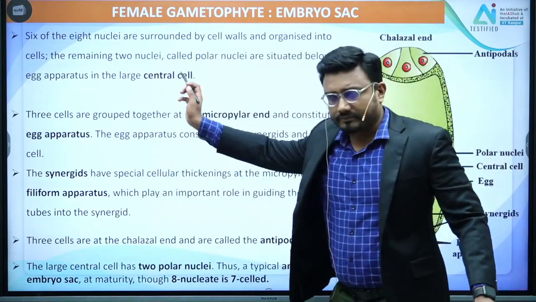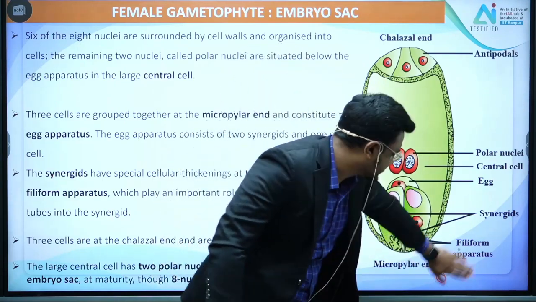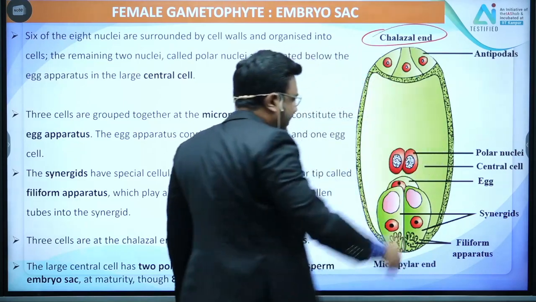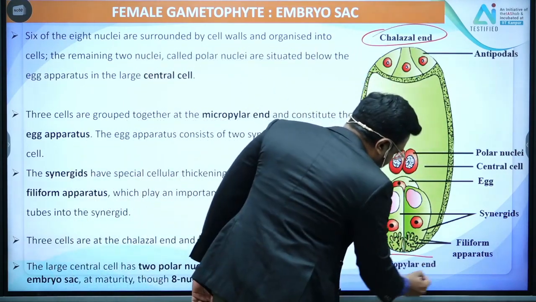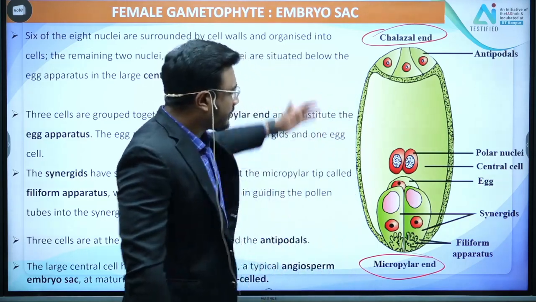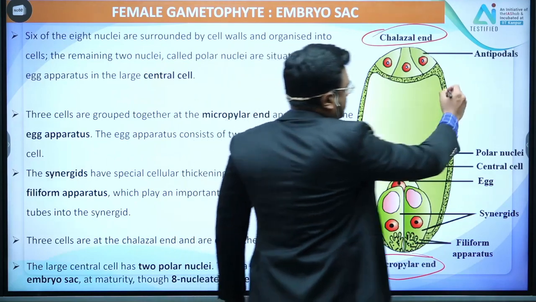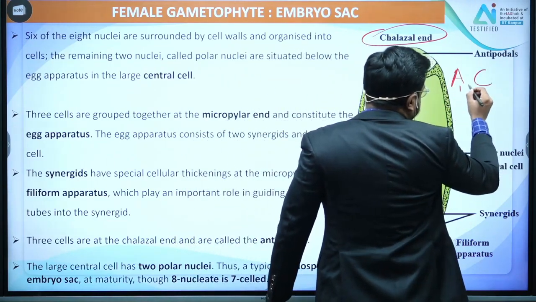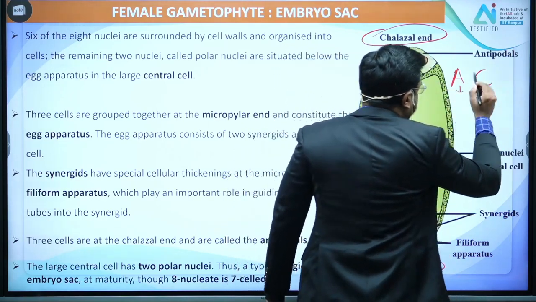So let's go through the diagram now. Let's understand it through the diagram itself. Here we have two ends of this embryo sac, the chalazal end and the micropylar end. You can get confused about which end is which, so a better way to learn this is A, C. A indicates the antipodals, and C indicates the chalazal end.